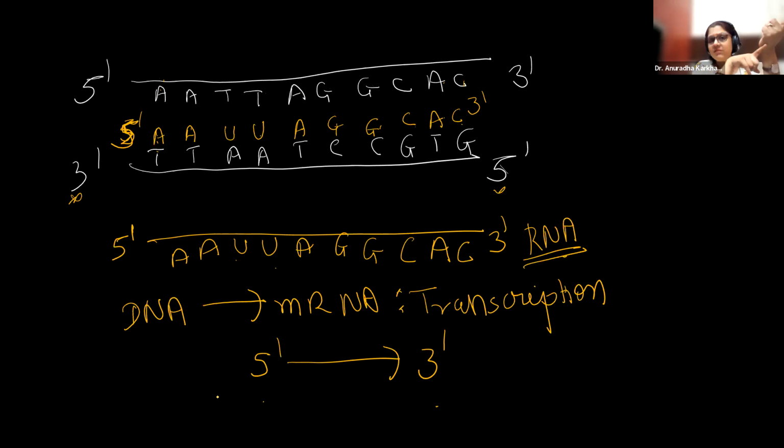So any new synthesis, let it be DNA synthesis, let it be RNA synthesis, new strand formation shall always take place from 5 prime to 3 prime. And we know that if we have to go 5 prime to 3 prime, it should be antisense, we have to see the opposite strand. So always the template will be what? 3 to 5. Yes.